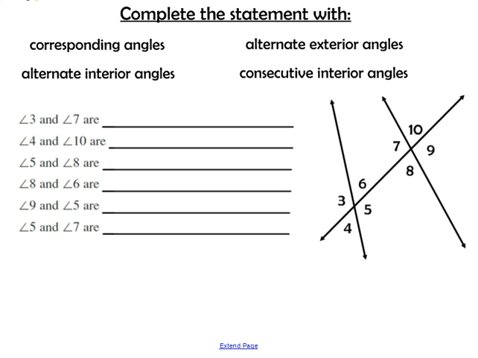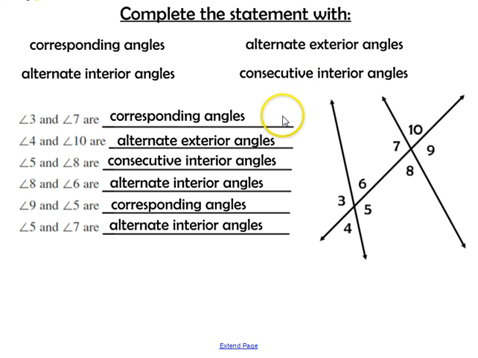In this next set, you want to look at the diagram with the angles and complete each statement with either corresponding, alternate interior, alternate exterior, or consecutive interior angles based on the relationship of each pair of angles. Go ahead and try this and check back with me when you're finished.